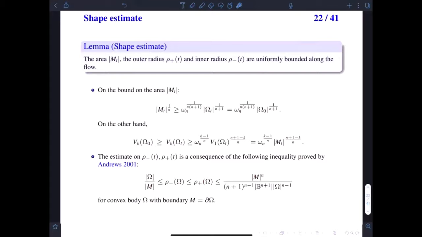And next we need to estimate the curvature of the evolving surface so that we can show its convergence.